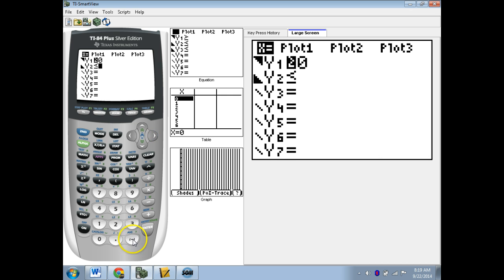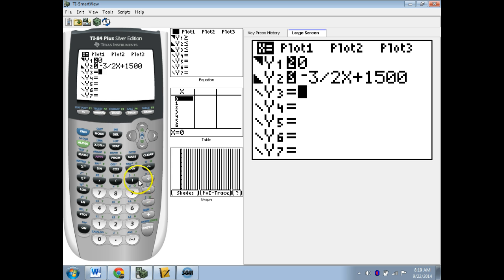And then we've got negative 3/2, and whenever you want to enter a fraction, you use the division button. And then the x is that variable button right there, x. And whenever you want to enter x in something like this, that's the button you hit. And then plus 1,500. And we're going to hit enter.